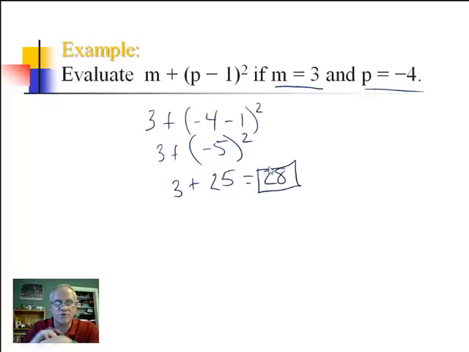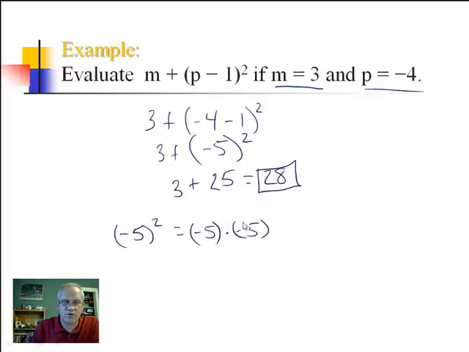Now one thing, let me warn you about this. I will probably mention this in class as well. On your calculator, be careful how you punch this in. You need to know that negative 5 squared, let me write it down here, negative 5 squared means what? Negative 5 times negative 5. And we know that a negative times a negative is a positive.